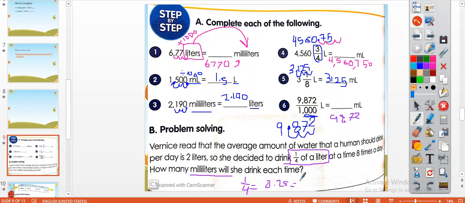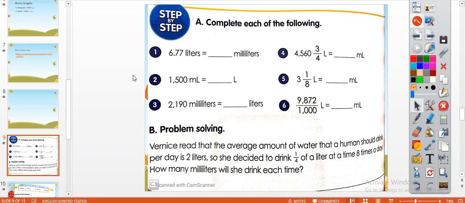So you just, okay, liters. Then we're gonna convert it into milliliters, which is only multiplying by 1000. Remember to move the decimal to the right. 1, 2, 3. Here we go. 250 milliliters. Then let's go to the next page now.